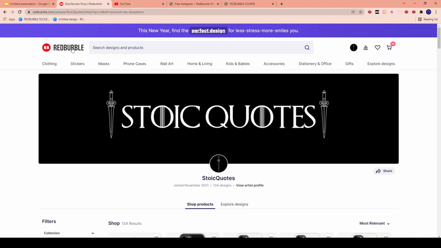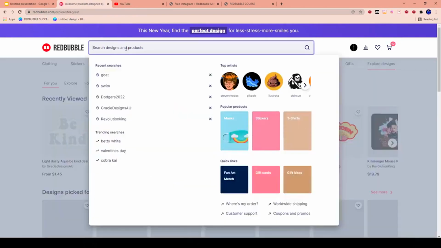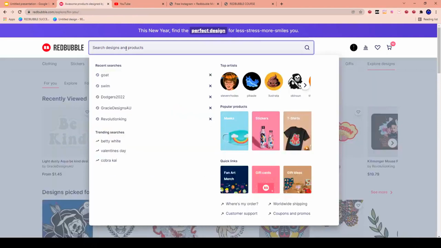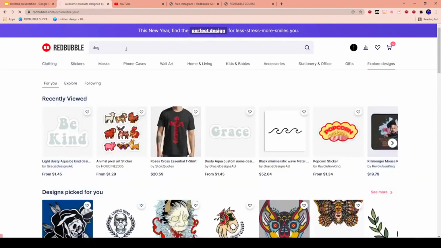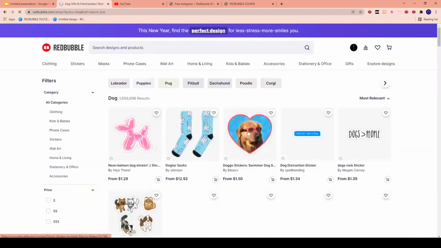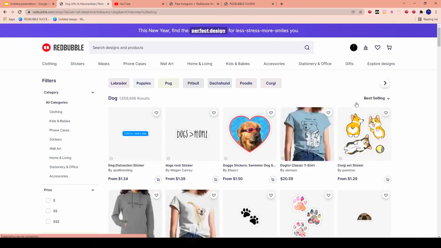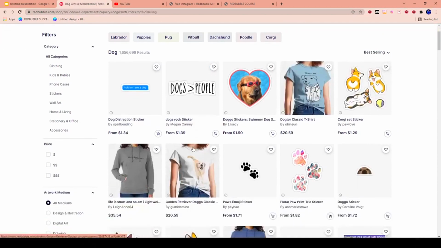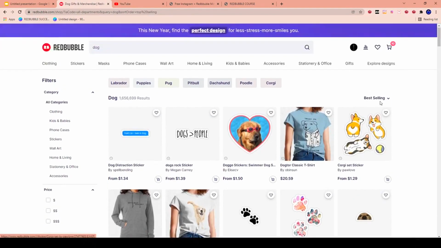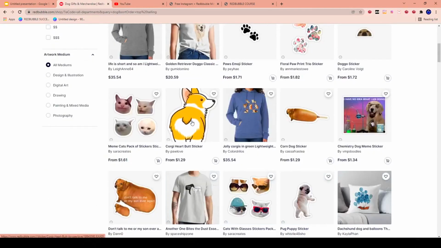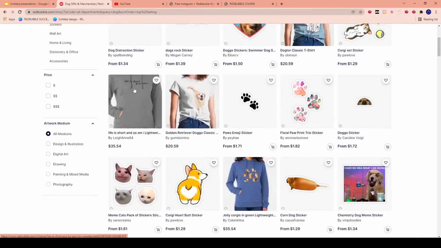And that's where Redbubble's algorithm is a little bit trippy, right? For example, if I search for, let's say, dog on Redbubble, and I filter for the best selling, let's go ahead and check the best selling here. You can see that there are some items that are not necessarily related to a dog.